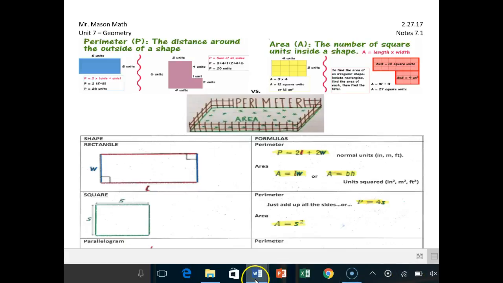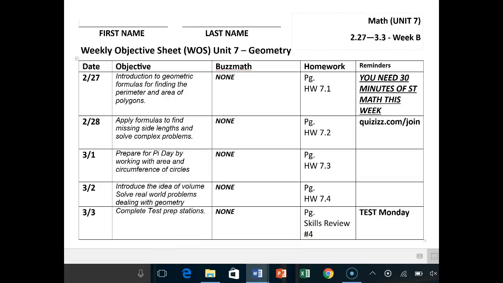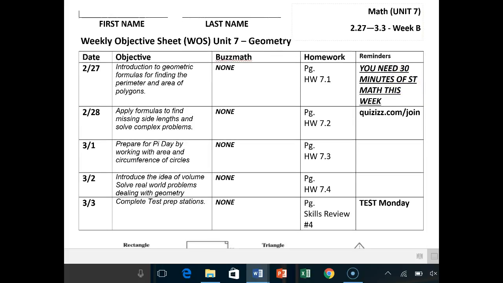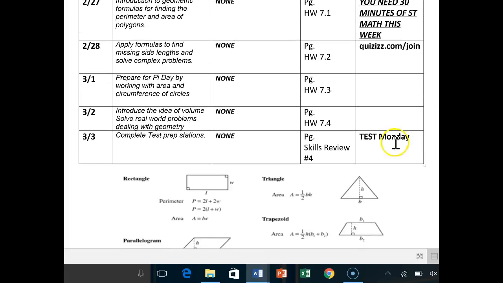Before I get started, I just want to take a quick look at the WOS sheet so everybody's on the same page. So a highlight here, you only need 30 minutes of ST Math this week to do at some point during a study hall or a math lab. And then we'll have a test on Monday, and this test will go over both Unit 6 and this Unit 7. So pay very close attention.